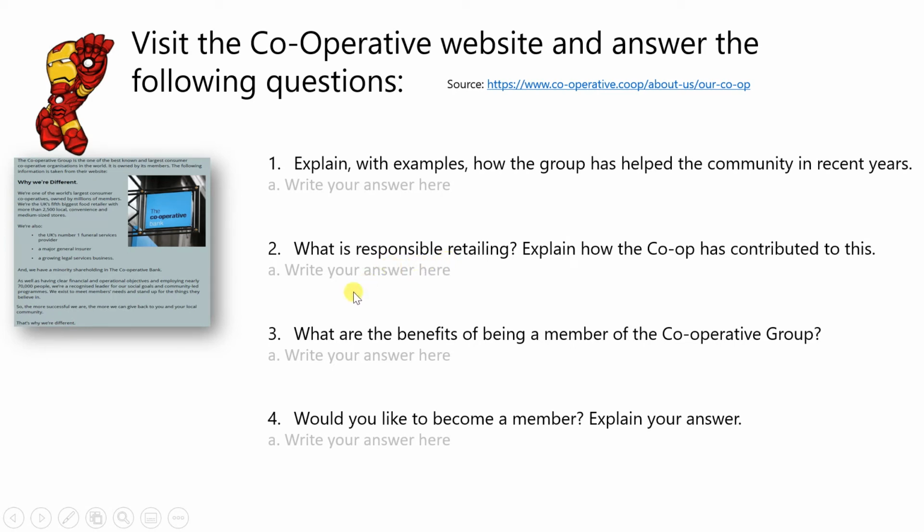Question 3, what are the benefits of being a member of the cooperative group? That's on the website, obviously. And question 4, would you like to become a member? So that's your opinion. So the answer is not no or not yes. The answer is no and why, and yes and why. This is an extended answer. So the good old pen lesson comes into action now as well.